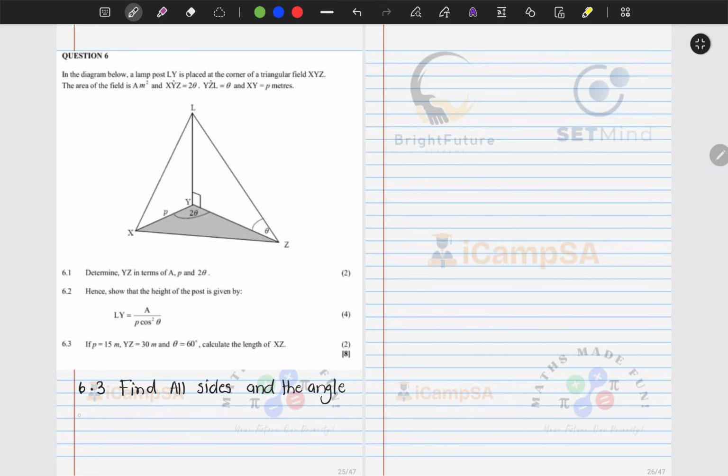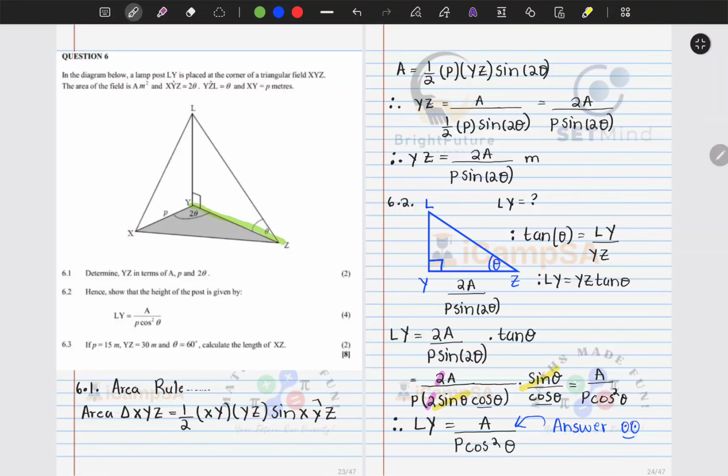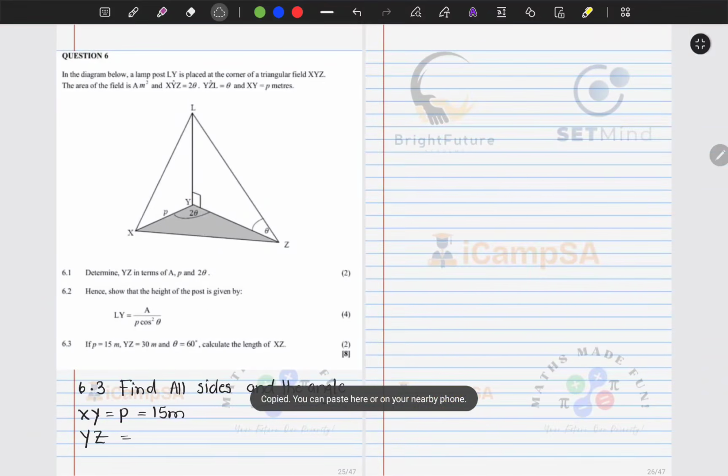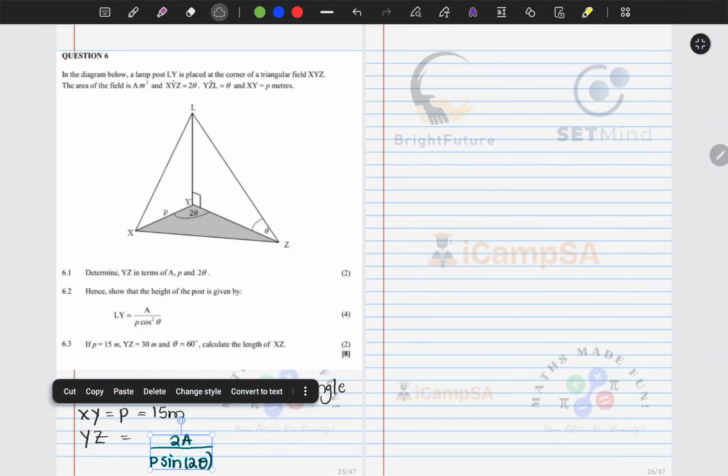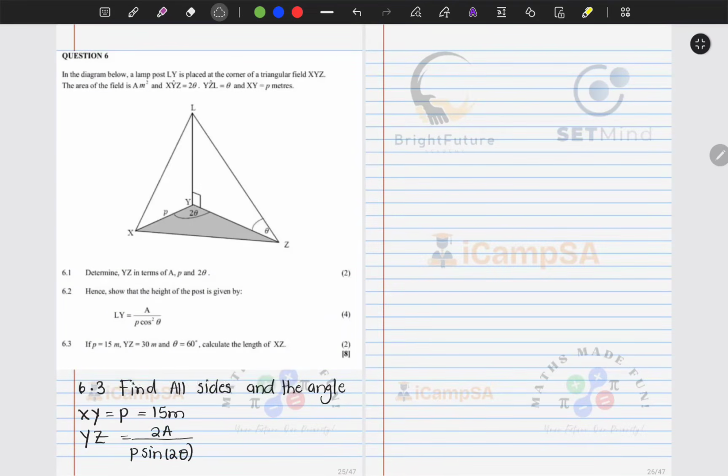Okay, so if you look carefully, XY, which is P, that becomes just 15 meters. Okay, and then if we look at YZ, if you remember, was this, all of this. So it means we are going to need to sub in all of that.